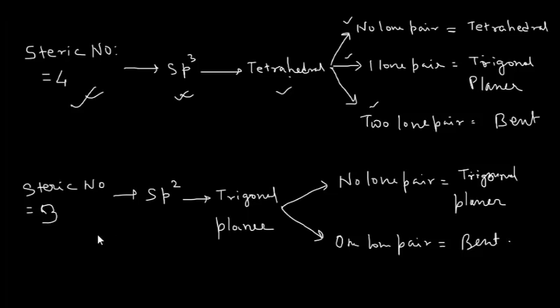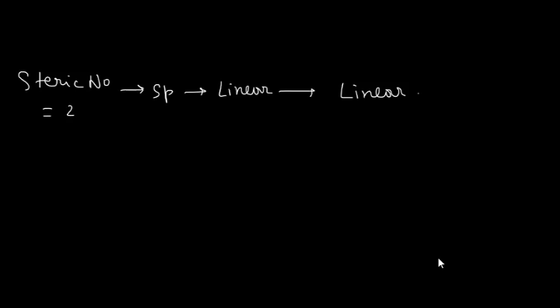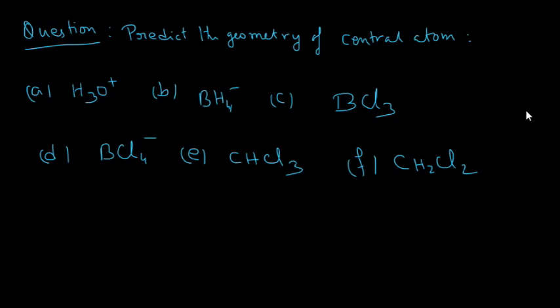Now, if the steric number is 3, then the hybridization is sp2. The arrangement of electron pairs is trigonal planar. In this case, two cases can be there. First, no lone pair, then the shape is trigonal planar, and one lone pair, then the shape is bent. The third type: if the steric number is 2, the hybridization is sp, the shape is linear, and there are no cases. The shape is always linear. Now, please pause your video and solve this problem, and once completed, only then move forward.